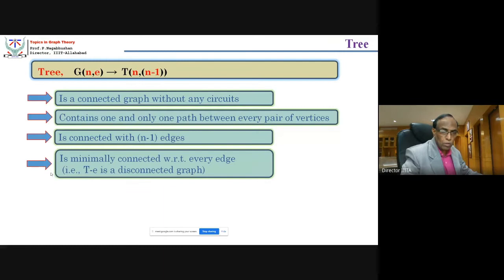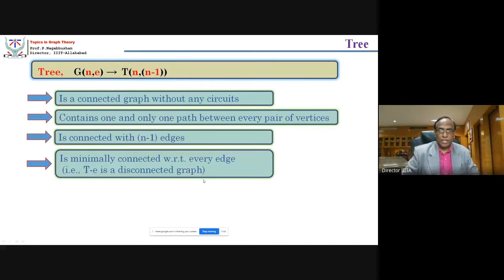Okay. Now, a tree is minimally connected. I have got to define what is minimally connected. A graph is said to be minimally connected with reference to a particular edge, provided that edge, if removed, disconnects the graph. So you consider an edge, you just remove that edge. When you remove that edge, the graph gets disconnected. Then it is called minimally connected with respect to that edge. So a tree is minimally connected with respect to every edge. You remove any edge in the tree, the tree gets disconnected. So T minus E is a disconnected graph.